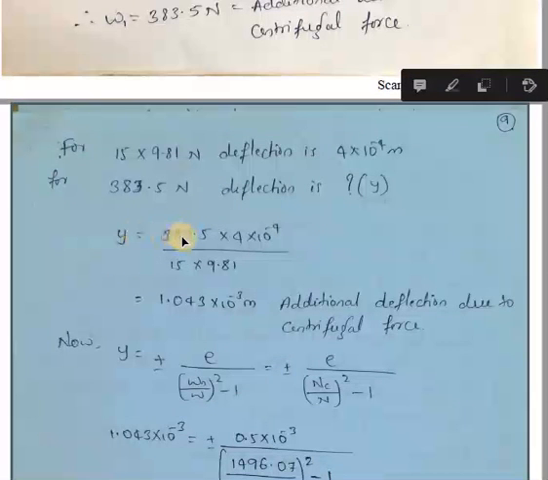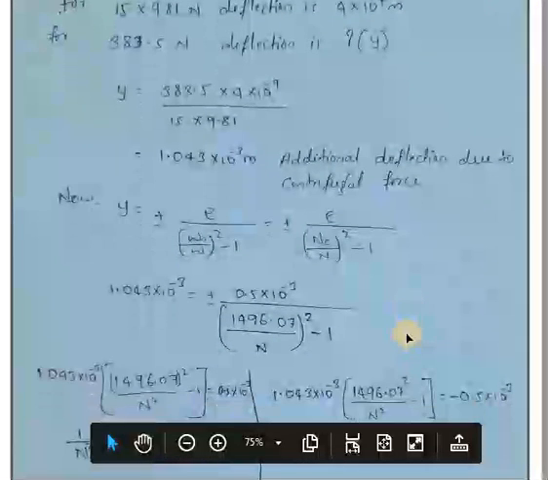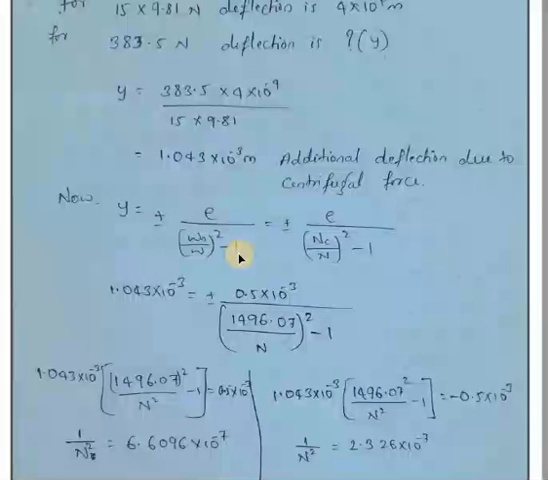So Y equals, in place of load, you substitute 383.5 into 4 into 10 raised to minus 4 divided by 15 into 9.81. So we will get Y as 1.043 into 10 raised to minus 3 meters. That is going to be the additional deflection due to centrifugal force. Now we have the amplitude equation as Y equals plus or minus E divided by (omega n by omega) whole square minus 1.